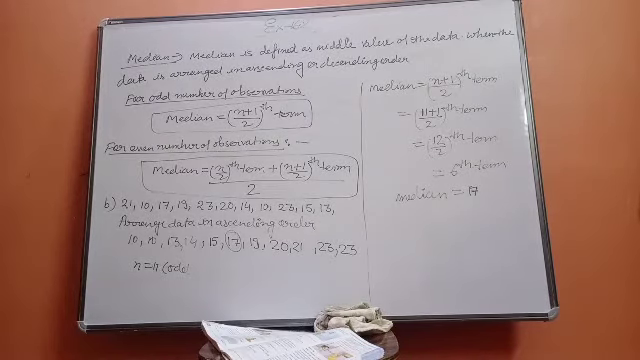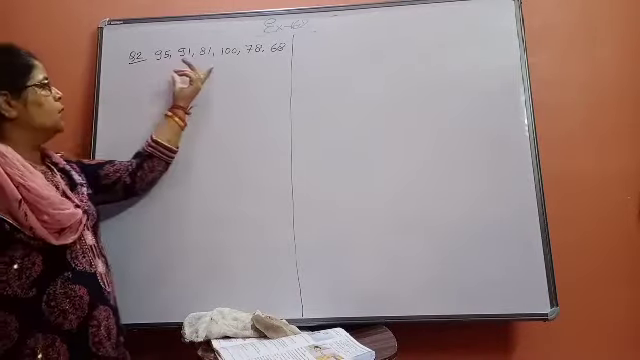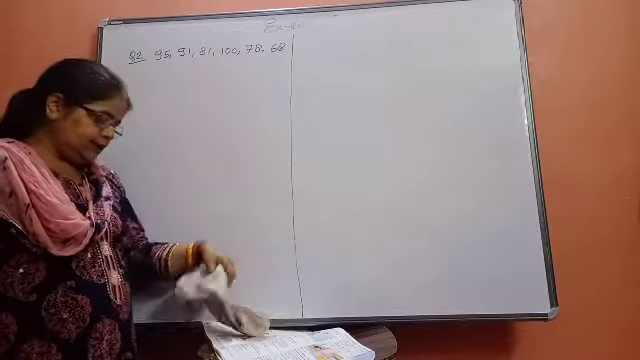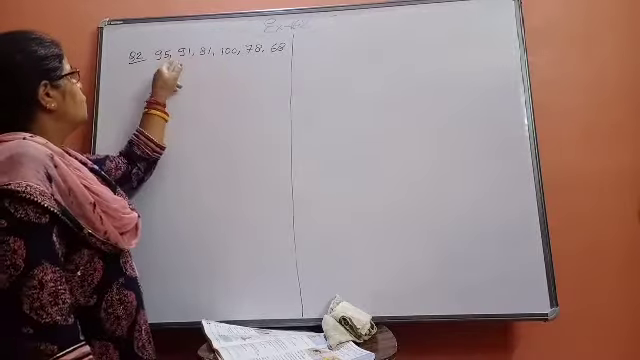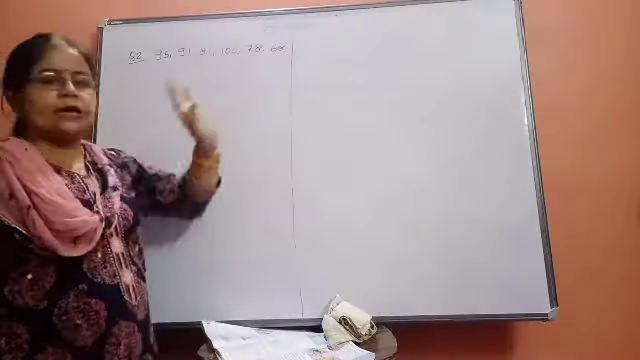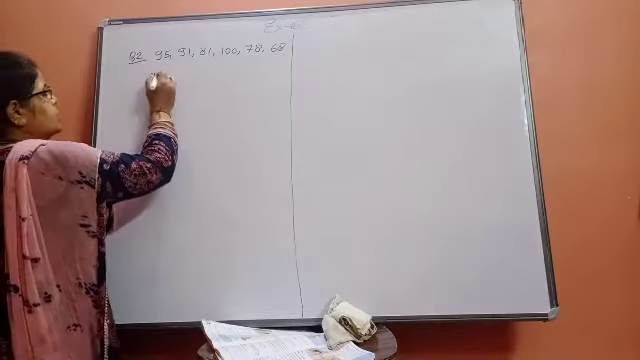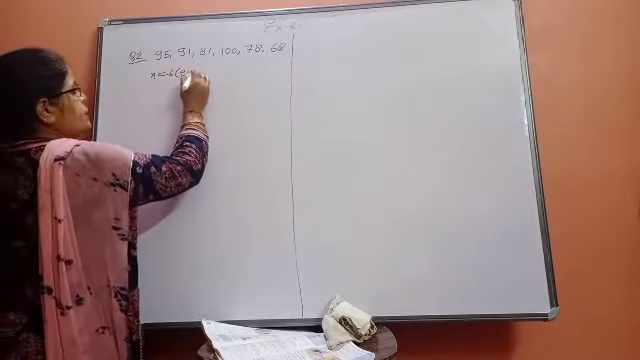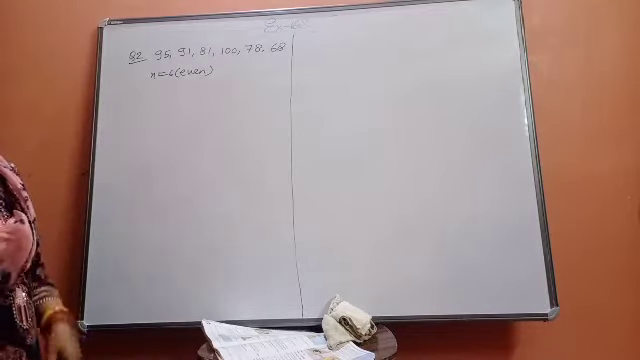Now we are proceeding to the next part. See, beta, this is question number 2, A part. In this question, first of all always count the terms. 1, 2, 3, 4, 5, 6. Here n is equal to 6. So n is equal to 6 means it is even. This time we will calculate the median by the formula for the even case.